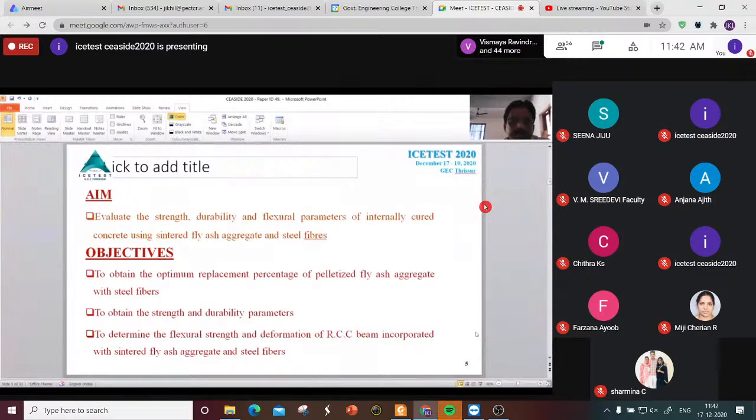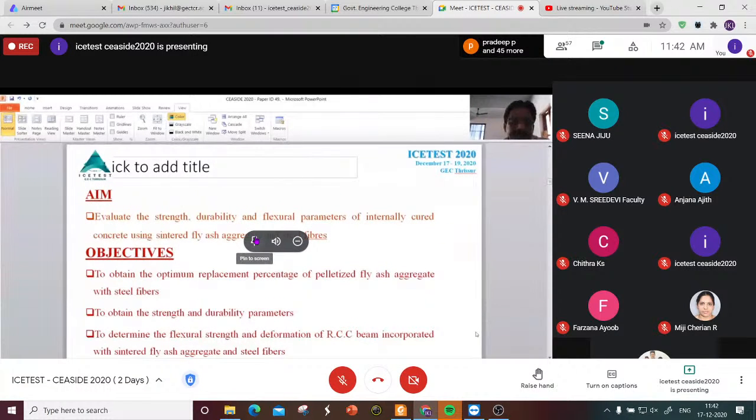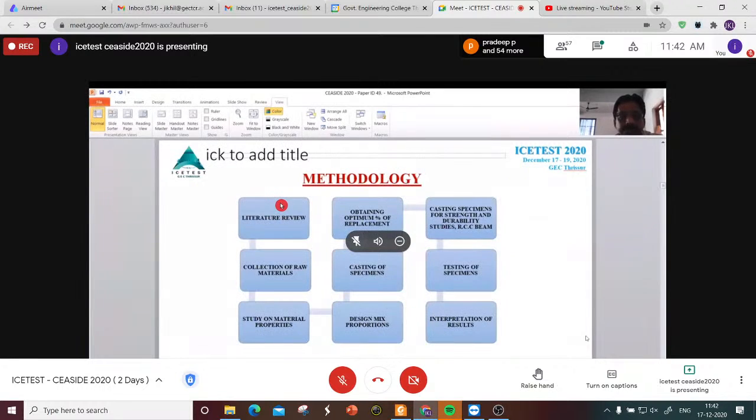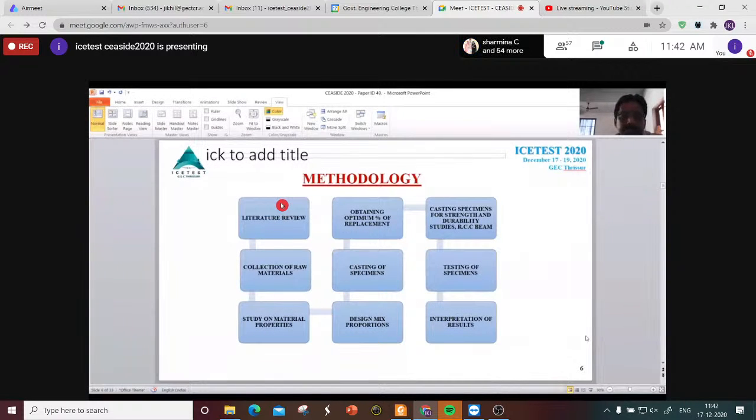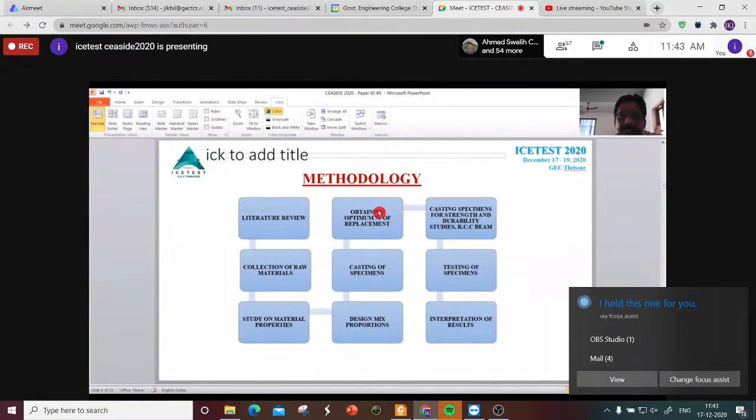Objectives are to obtain the optimum replacement percentage of pelletized fly ash aggregate with steel fibers, to obtain strength and durability parameters, to determine the flexural strength and deformation characteristics of RCC beam incorporated with syndiate fly ash aggregate and steel fibers. Methodology incorporates first a literature review, then collection of materials, study of material properties, casting of the specimen, design mix proportion, obtaining the optimum percentage of replacement, then testing the specimen, then interpretation of the results.